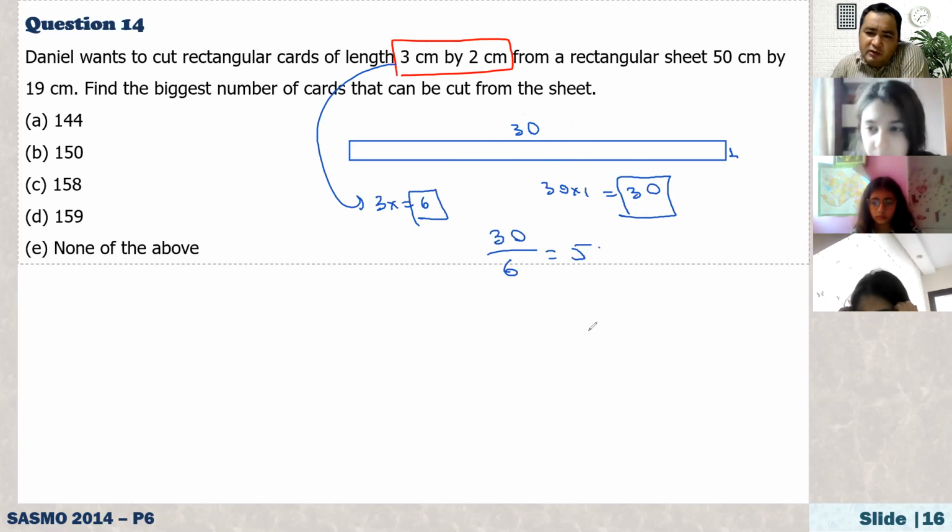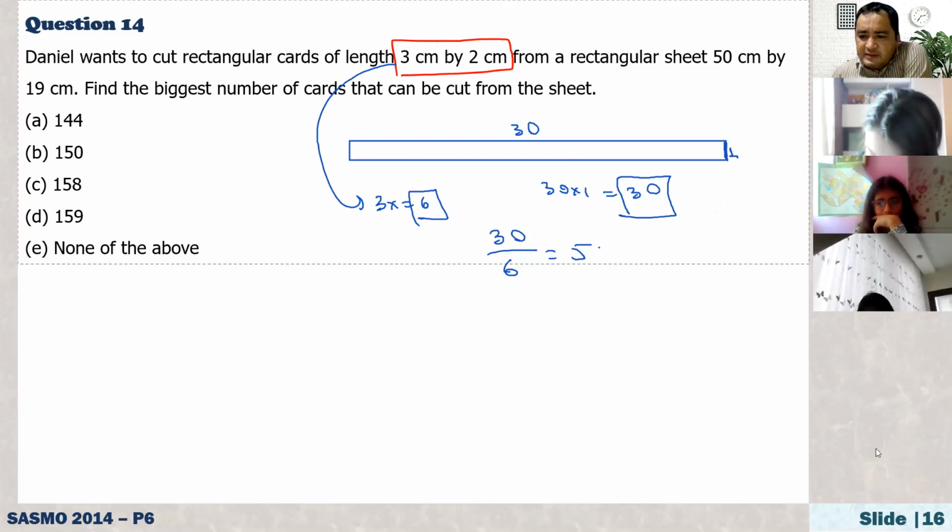And if you say that, okay, Mr. Kasim, I can cut out 5 such rectangular cards of length 3 centimeters by 2 centimeters, it does not make sense, right? Because as you see here, the width is only 1. I cannot cut out even a single card whose dimensions are 3 by 2. Okay, you need to be careful with this. Now, if you have understood this question, let's do this. You have 2 minutes. And after that, we will discuss it together.